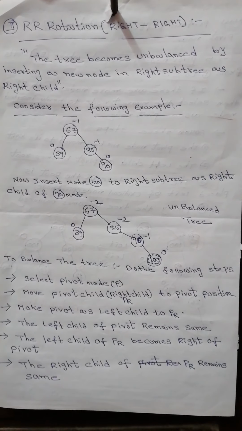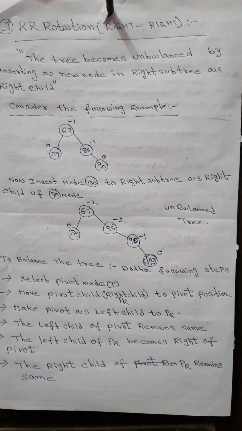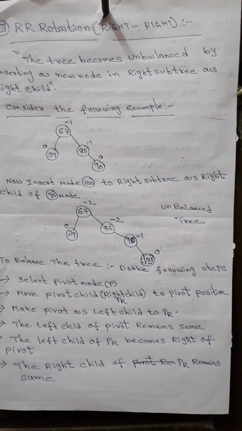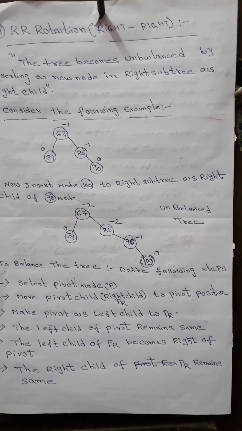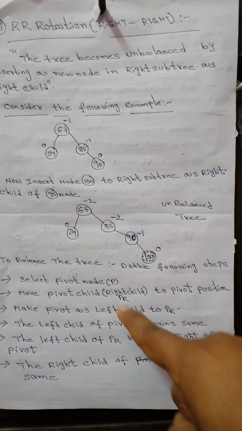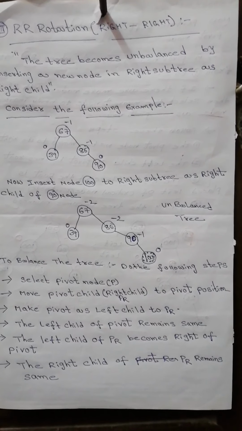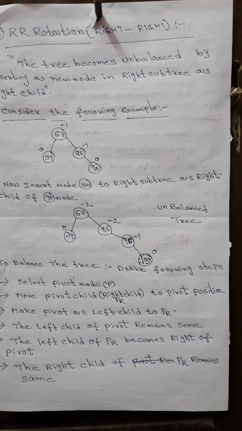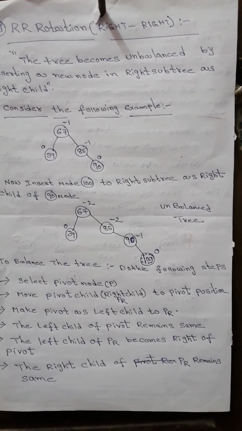So what is the rotation now? In order to make the unbalanced tree balanced, we need to follow the principles of right rotation. To balance the unbalanced tree, we follow these steps. First, we need to select the pivot node. You know what a pivot node is? A pivot node is a node whose balance factor shifts from 1 to 2.